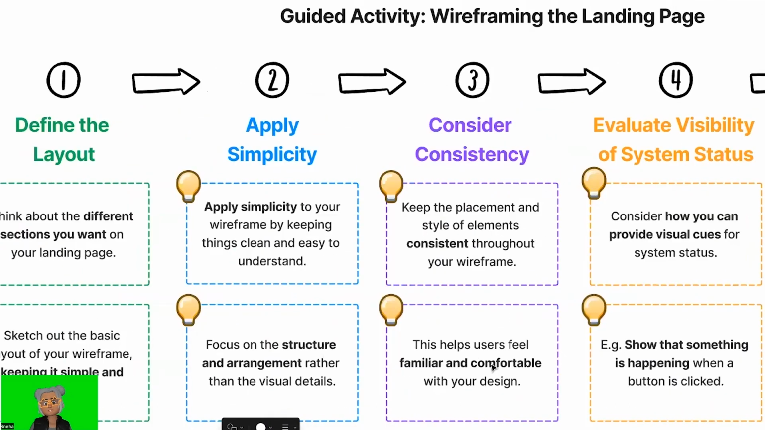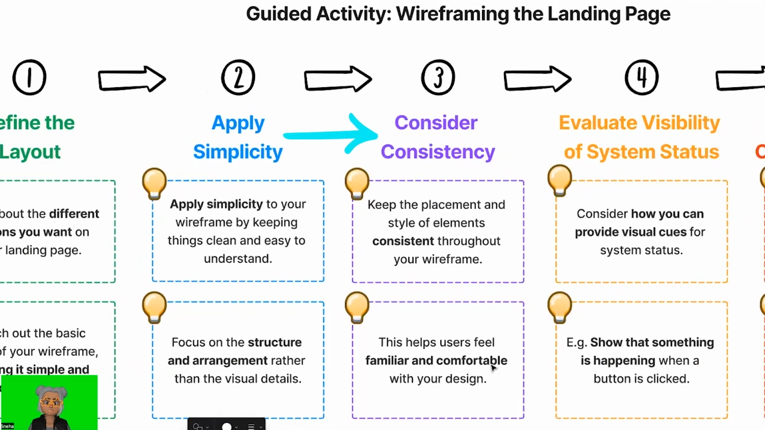Step number 3, consider consistency. Consistency is key for a user-friendly design. Keep the placement and style of elements consistent throughout your wireframe. For example, if you decide to use a specific icon for your buttons, use the same icon consistently across all your wireframe sketches. This helps users feel familiar and comfortable with your design.